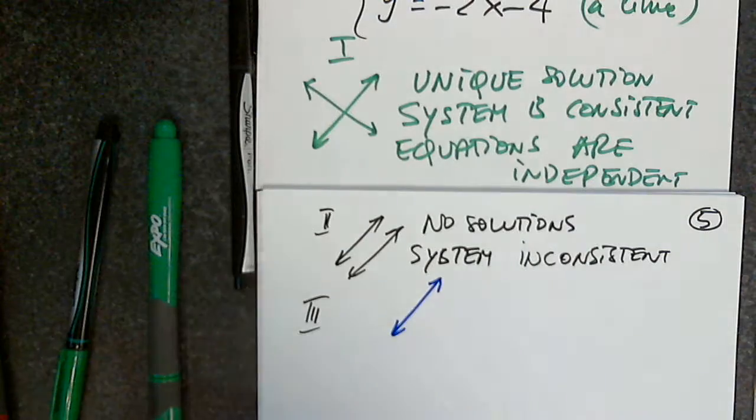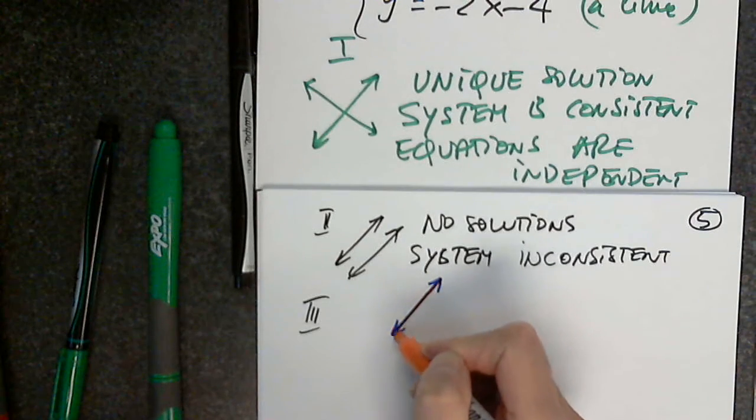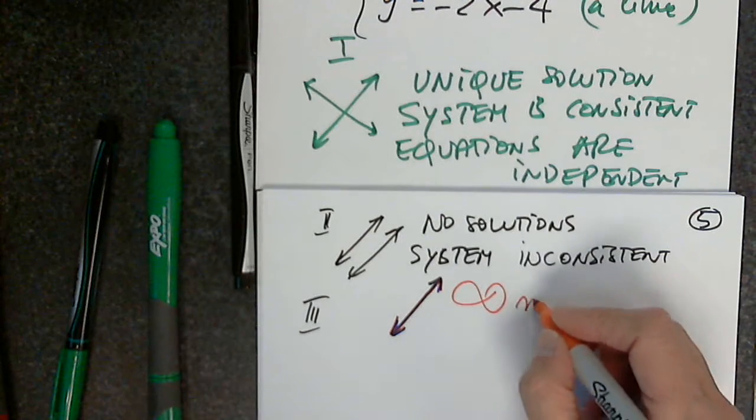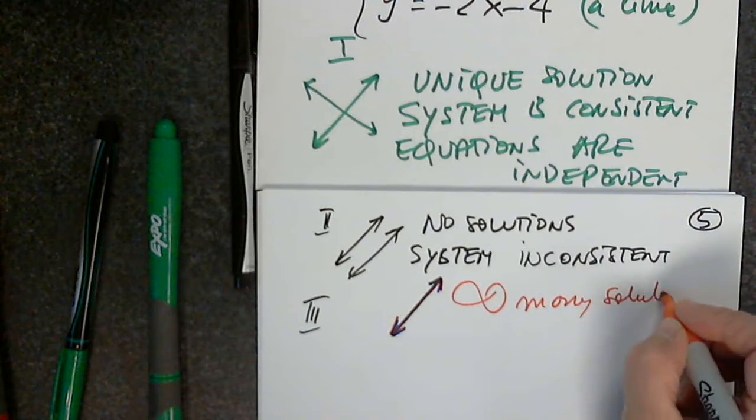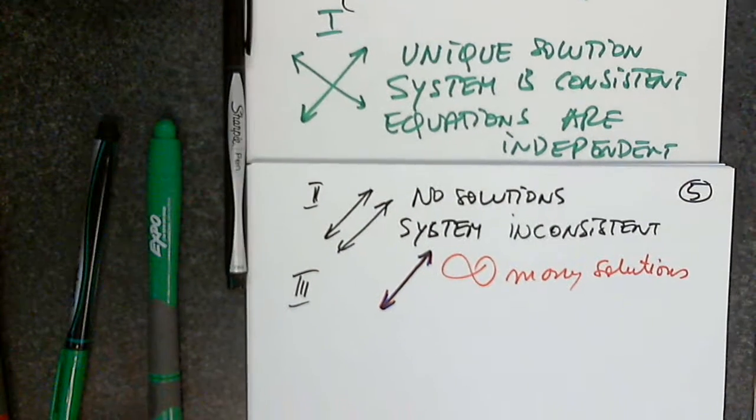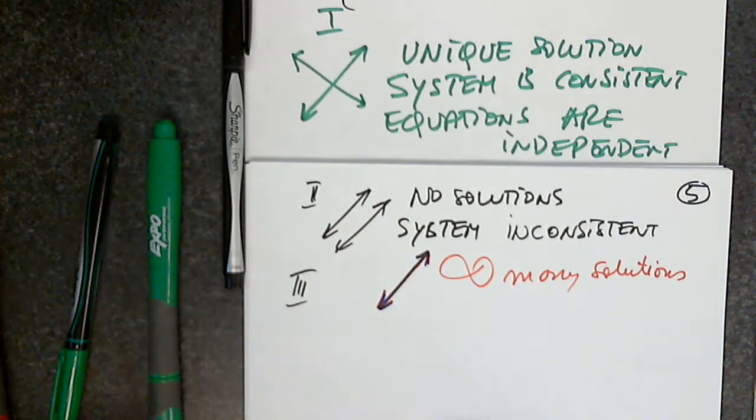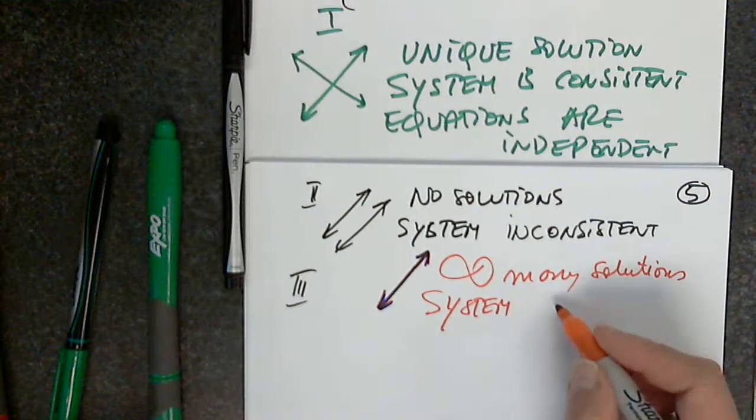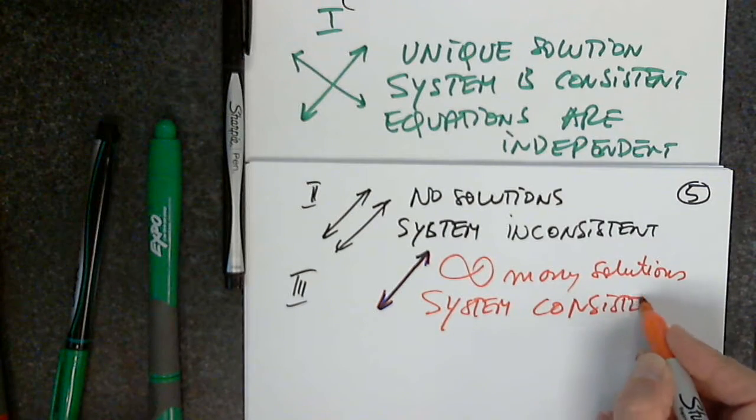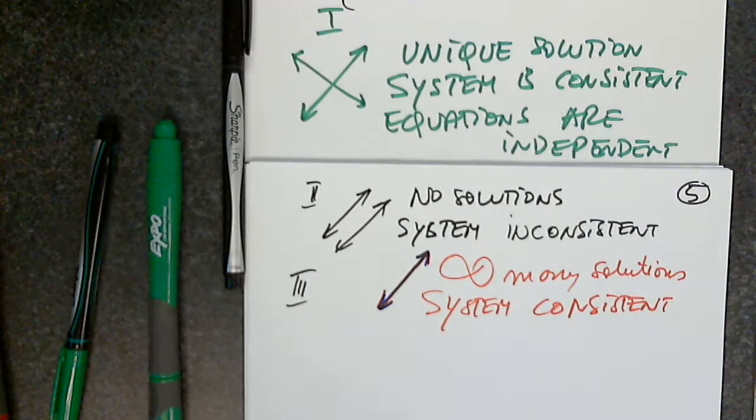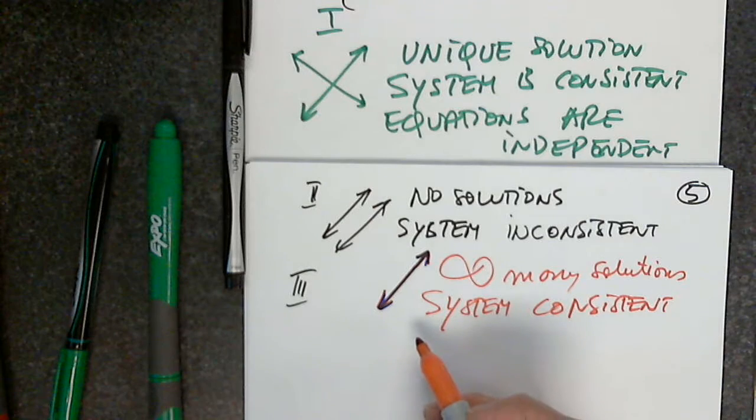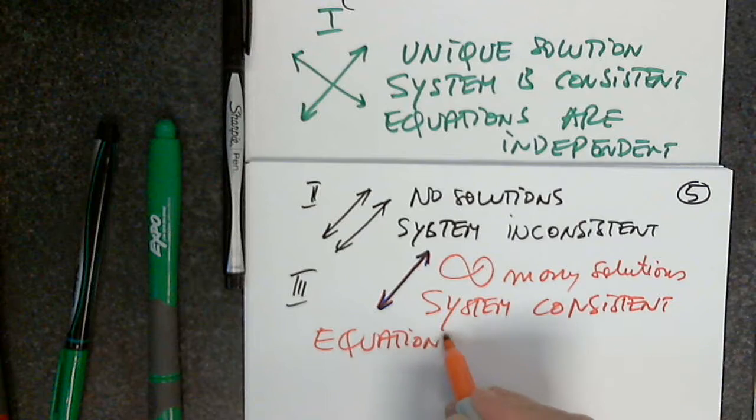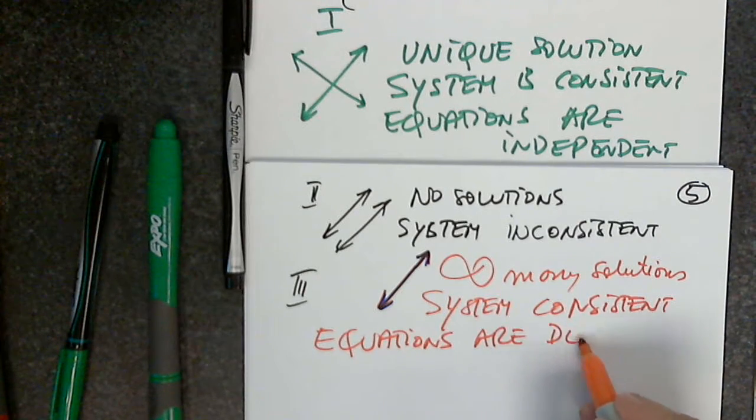And of course, the third possibility, as we discussed, here is one line, and here's the other. And that is infinitely many solutions. Is the system consistent or inconsistent? Of course, as long as it has one or more solutions, it has to be consistent. This time the equations will be called dependent.